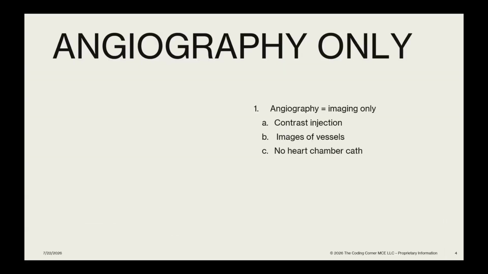When the physician is only doing an angiography, they're injecting contrast and taking images of the coronary arteries or great vessels. The catheter may be in the vessel, but it's not entering the heart chambers for pressure measurements. Your codes here are focused on the imaging service, not the heart cath.